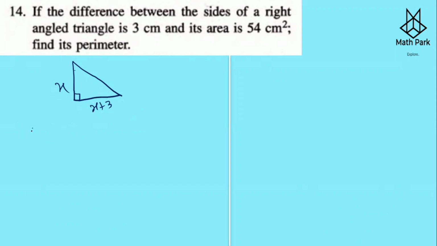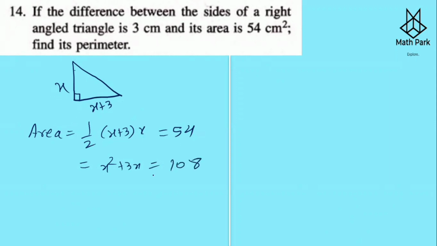So we have area of a triangle is equal to half base into height, where the base is x plus 3 and the height is x and the area is given 54. Same like the previous question. We get x square plus 3x is equal to, 2 goes here, 54 into 2 is 108.